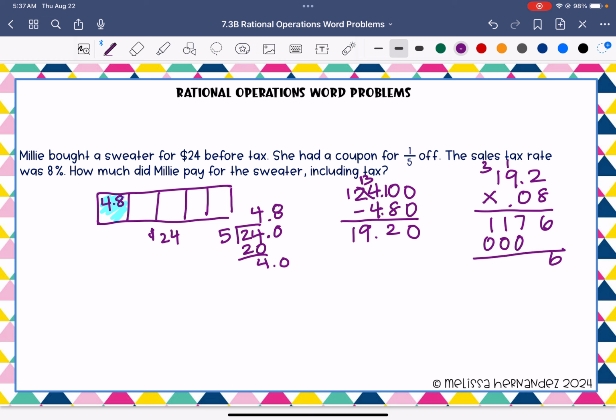Now remember, however many decimal places you have is how many the answer should have. So let me show you what I mean. We have 1 decimal place here, 2 here, so it's a total of 3. So the tax that Millie has to pay is $1.54. I rounded it because the 6 was 5 or greater. So we'll add the tax to the discounted amount, and this would be her total amount she has to pay.